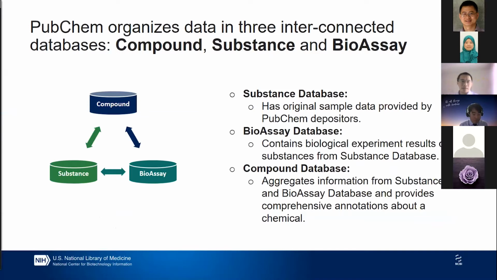PubChem organizes the data in 3 interconnected databases: compound, substance, and BioAssay. The substance database has original sample data provided by PubChem depositors. The BioAssay database contains biological experiment results of substances in the substance database. The compound database aggregates information from the other 2 databases and provides a comprehensive annotation about a chemical.